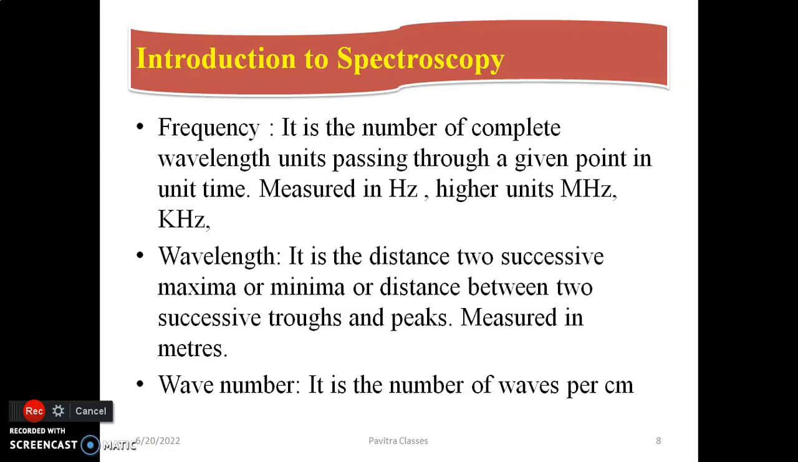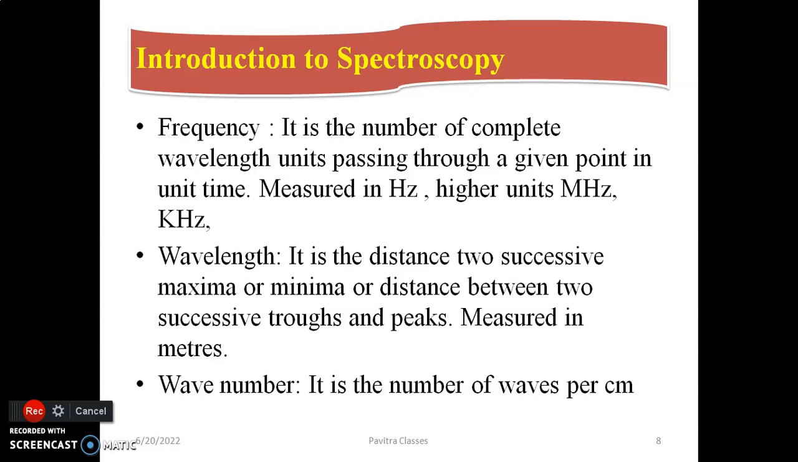Frequency is the number of complete wavelength units passing through a given point in unit time. Usually it is measured in hertz. So at a particular time, how many complete waves take place. It is measured in hertz. Higher units are megahertz and kilohertz.